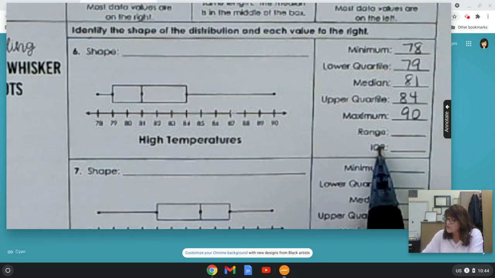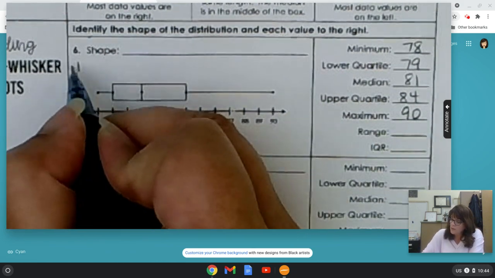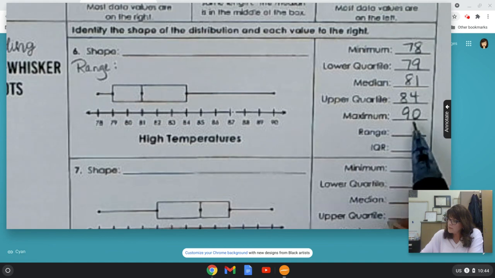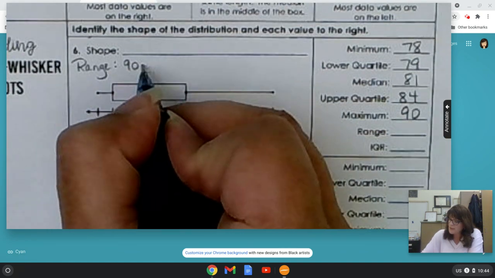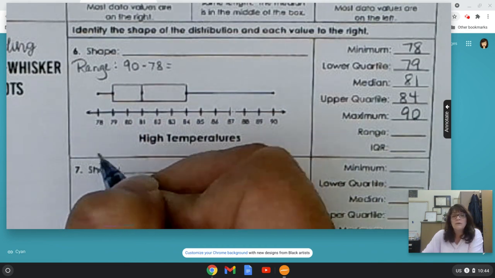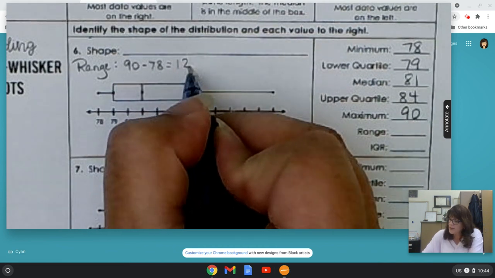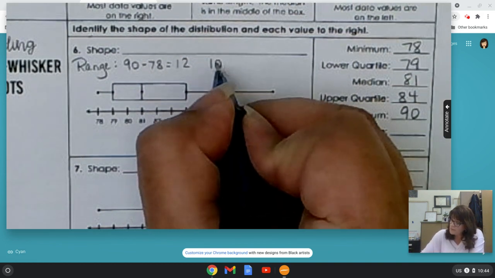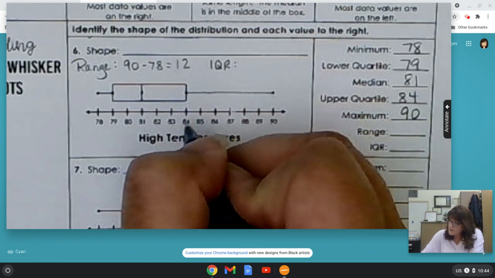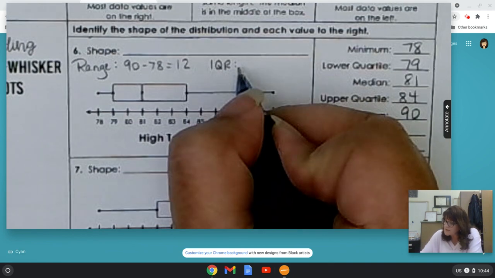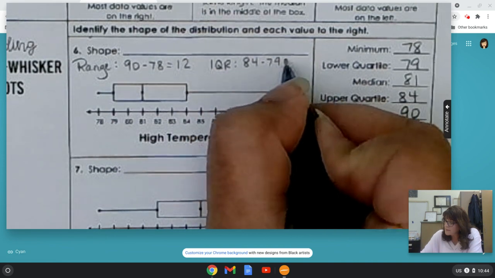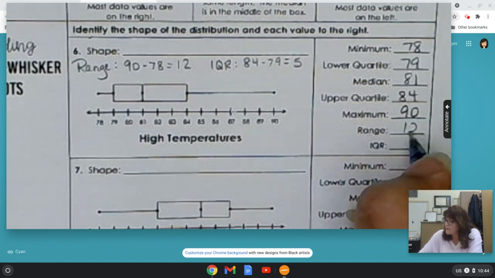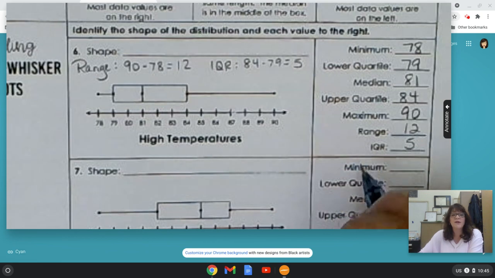Okay. Now the range and the IQR. Range would be your maximum minus your minimum. So 90 minus 78. Okay. You have a range of 12. But your IQR is just 84 to 79. That range is only, I'll do equal sign, 5. So your interquartile range is very small.